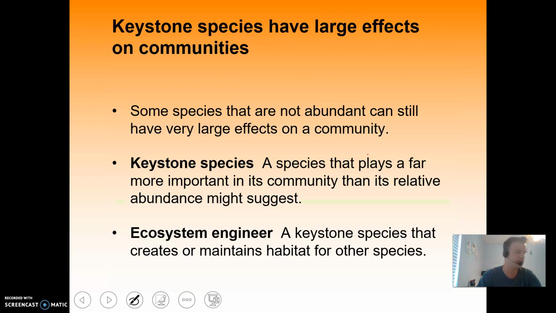There are special types of species called keystone species, and they have large effects on communities. Keystone species, they're not very abundant, but they have a large effect on the community. And if they're removed from the community, that entire food web tends to collapse. So a keystone species is a species that plays a far more important role in its community than its relative abundance might suggest. A classic example of a keystone species is going to be the starfish.